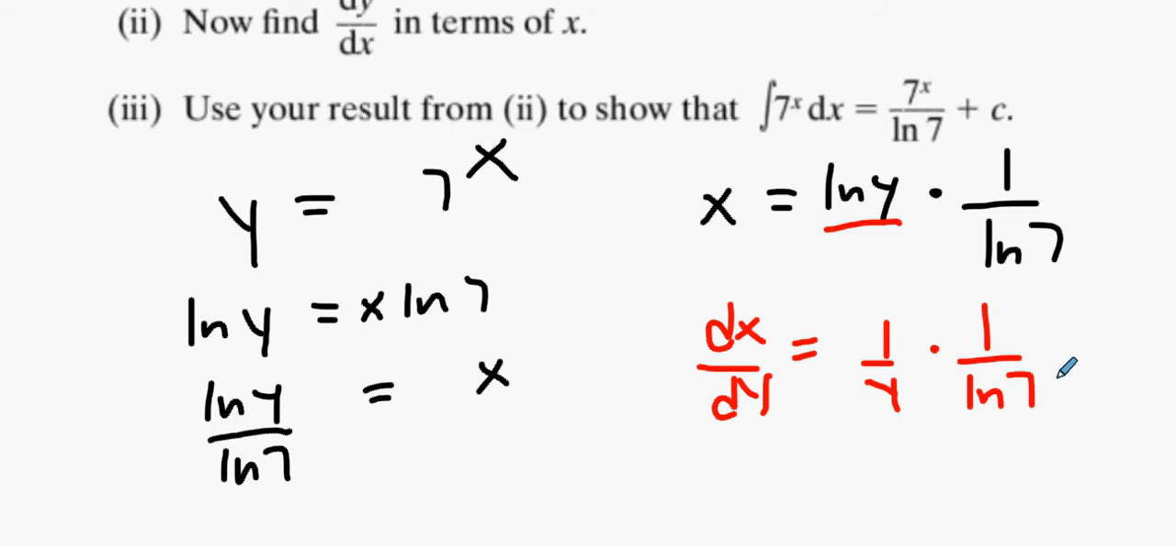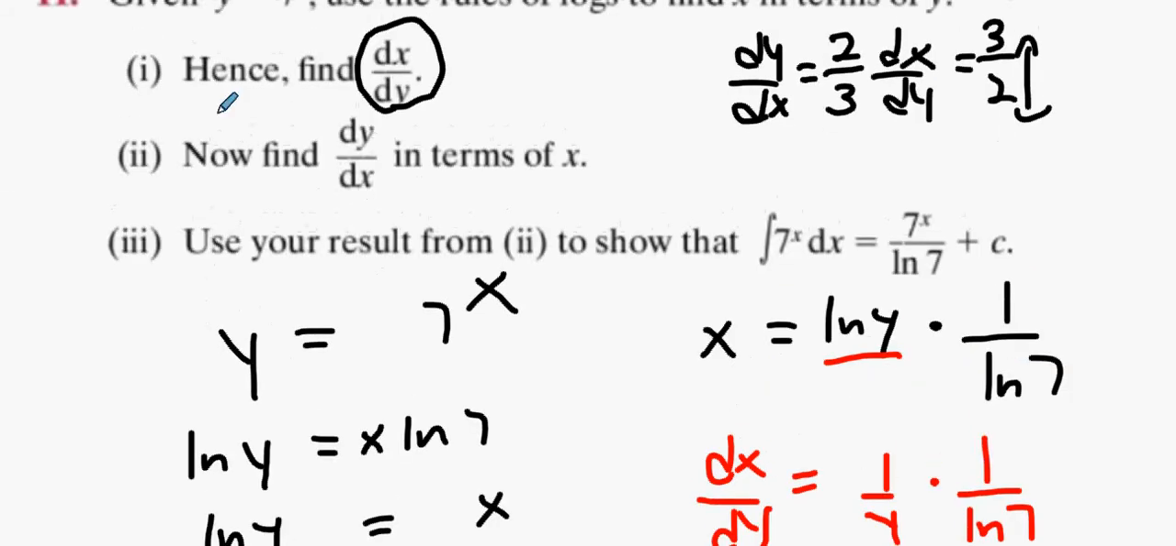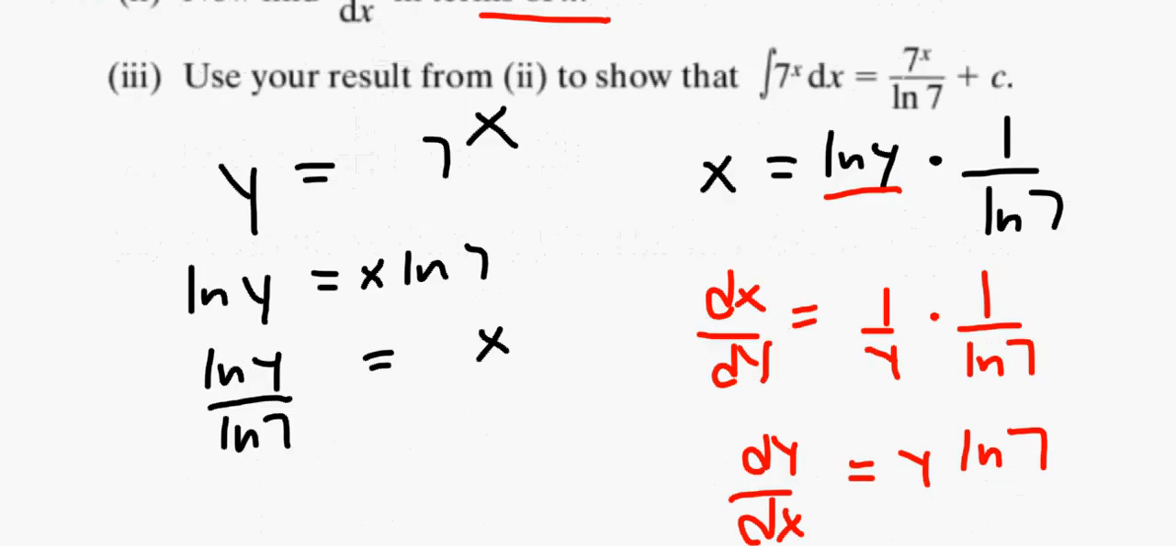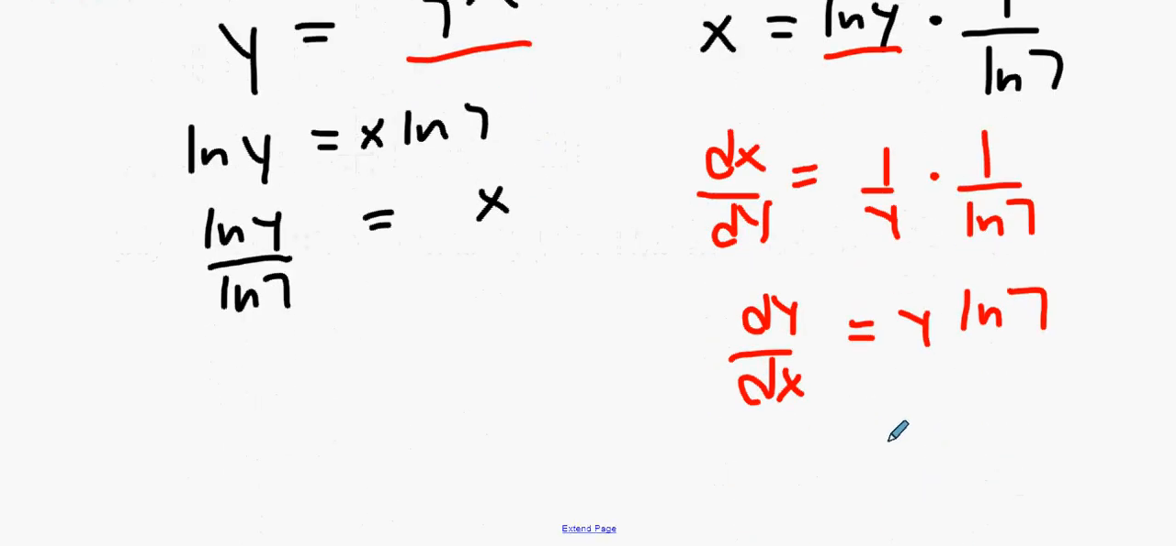Now what happens next when we turn it upside down? So turn it upside down and we get y ln 7. Now the description of the question says it wants it in terms of x, so what should we do then? Replace y with 7 to the power of x. So 7 to the power of x ln 7, is that alright? We all cool with that? Okay, cool.